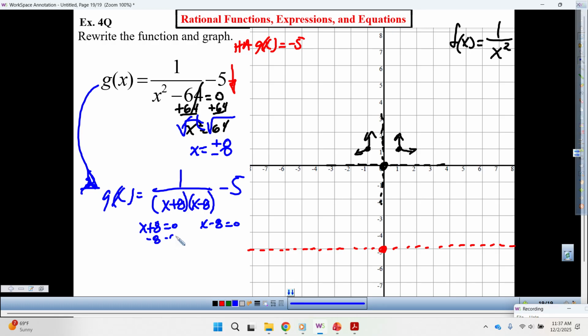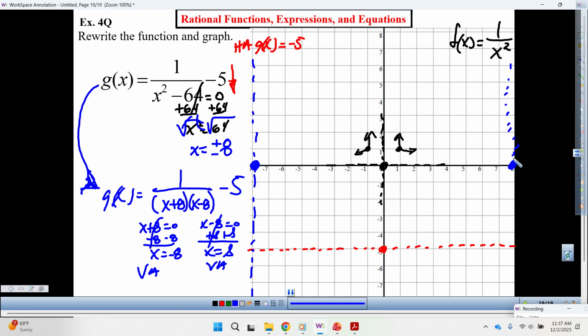So, -8, x equals -8. That's my first VA at -8 over here. How about this one? +8 plus 8, x equals 8. That's my other VA, which is way over here. How we doing? Good? All right.